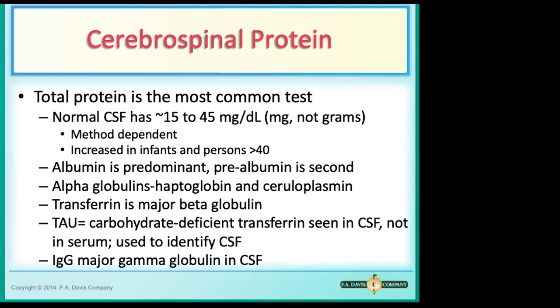Okay, CSF gamma globulin is primarily an IgG with only a small amount of IgA. IgM, fibrinogen, and beta lipoprotein are not found in normal CSF. So there is a difference between these proteins in the serum and the CSF.